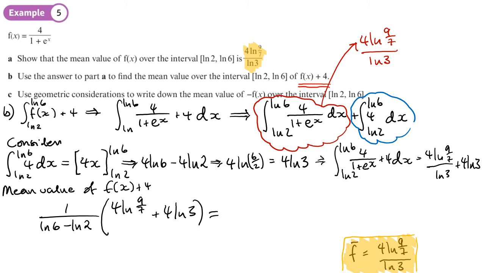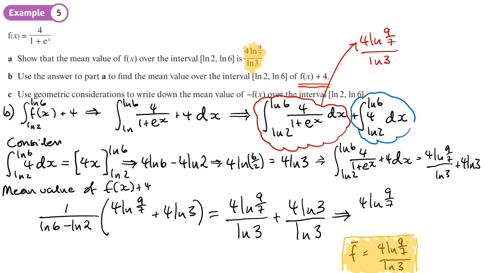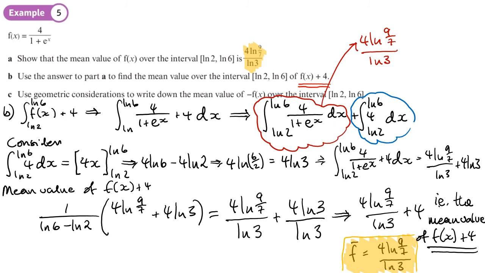So if I do that, I will get 4 log 9 over 7 over log 3 once I've divided by the width. Then the second one, I'll end up with 4 log 3 divided by log 3. So we'll just end up with the original mean value plus 4. So I'll just put here, i.e. the mean value of f of x plus 4, yeah? And that was one of our rules, wasn't it?